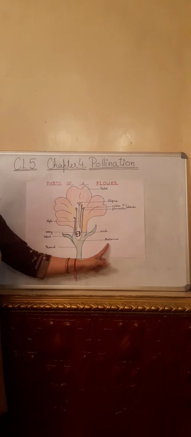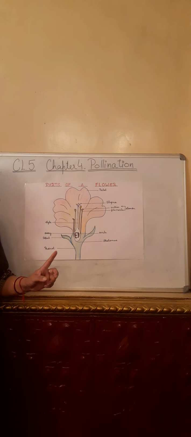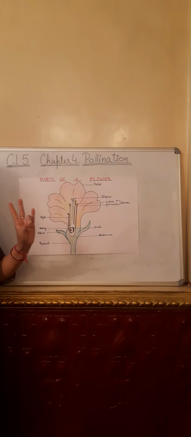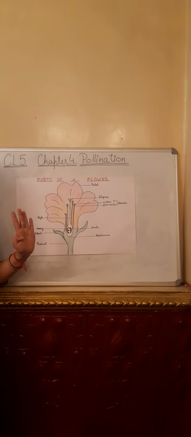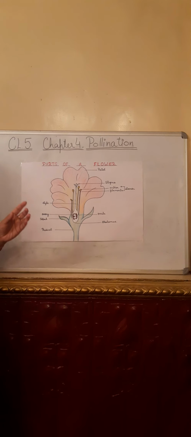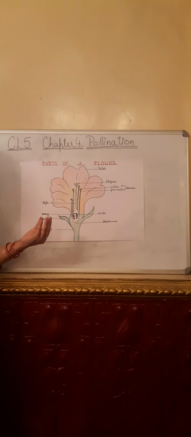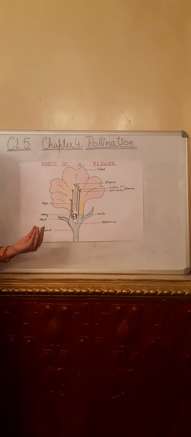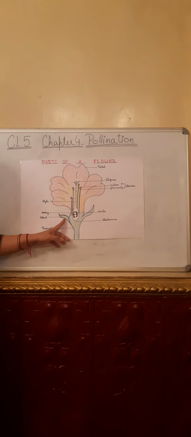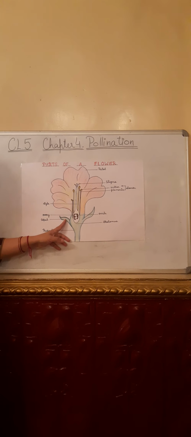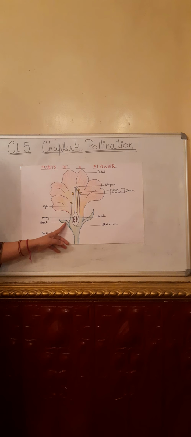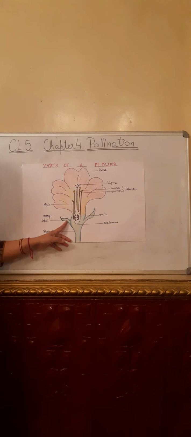Now children, the flower basically has four parts: the calyx, the corolla, the androecium and the gynoecium. Now children, what is the calyx? Calyx is the outermost whorl or outermost layer of the flower, which is known as sepal. It is green in color and it can be 4 or 5 in number, or more than 5 also. It depends from flower to flower.